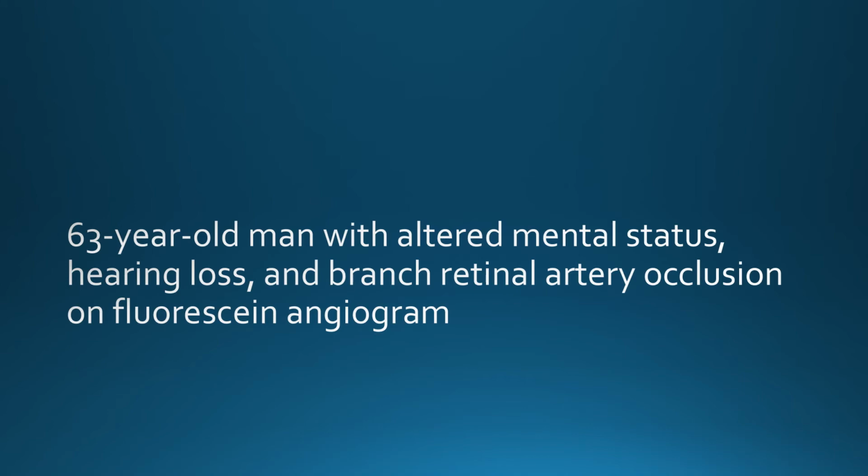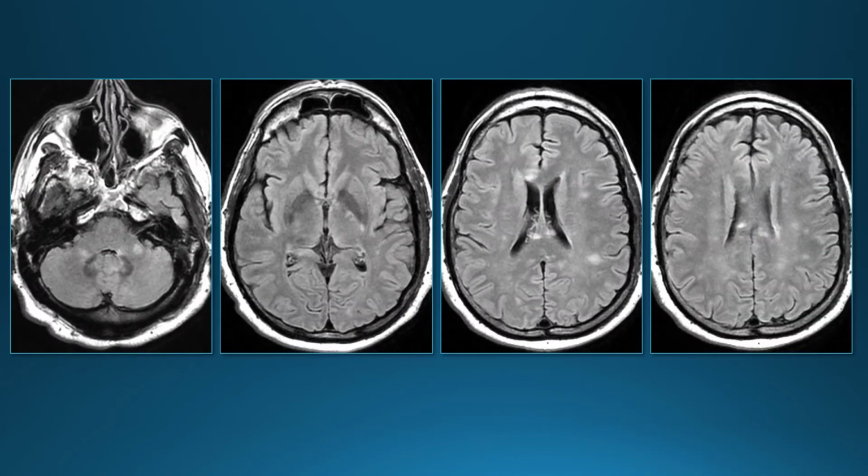Next patient, 63-year-old man, altered mental status, hearing loss, and branch retinal artery occlusion on a fluorescein angiogram. So here's the brain MRI. These are all FLAIR images. We should see multiple areas of FLAIR hyperintense signal.